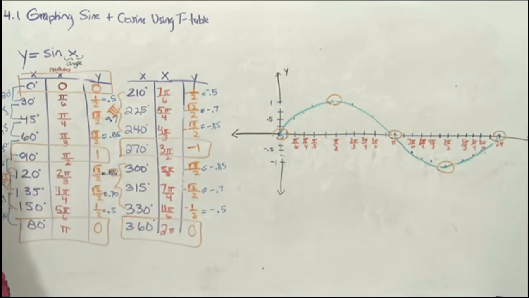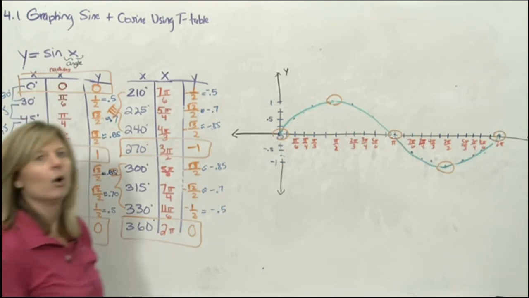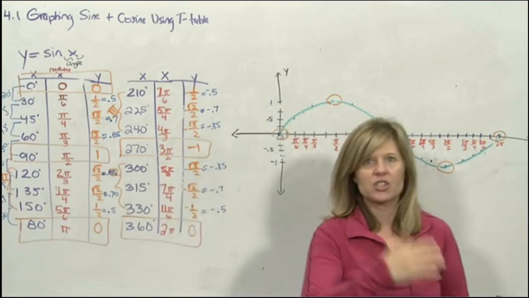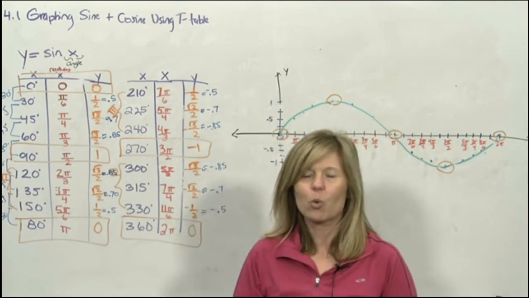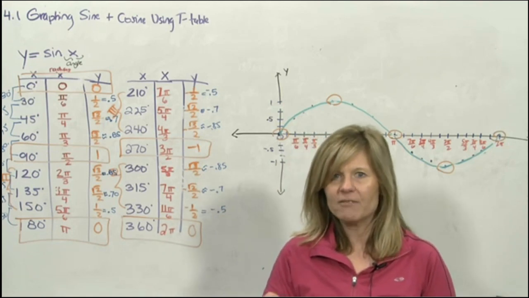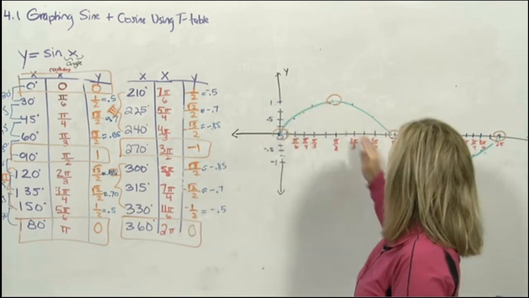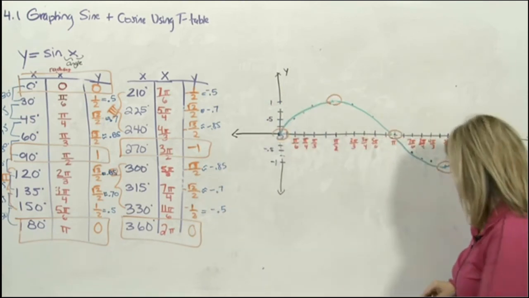Let's look at those angles. 0, 90, 180, 270, 360. What angles are those from the previous chapter? That's right, those are quadrantal angles. If you know the sine value of the quadrantal angles, that's the 5 points you need to plot to make a sine curve.